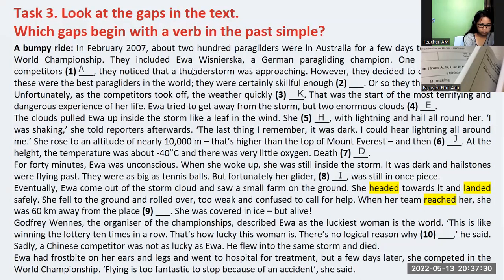Eventually, I came out of the storm and saw a small farm on the ground. She had toward and landed safely. She fell around and rolled over, confused, but eventually she was 6 kilometers away from the place.